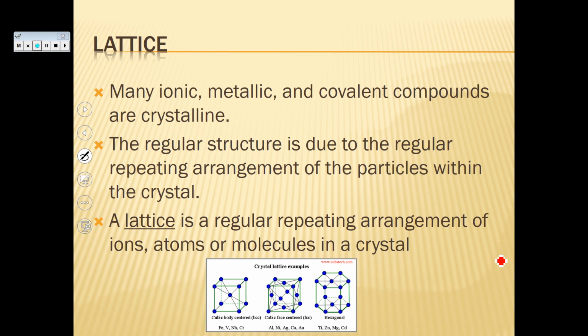Ionic compounds have a lattice structure. Many ionic, metallic, and covalent compounds are crystalline. A lattice structure is a regular repeating arrangement of atoms, ions, or molecules in a crystal. The regular structure is due to the regular repeating arrangement of the particles within the crystal.